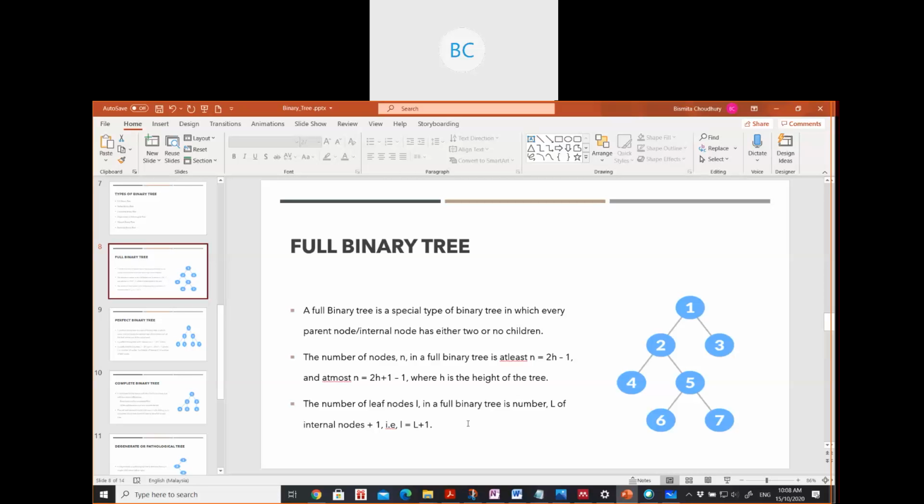What is the height? How do we find out the height of a tree? Okay, what's the height of this tree? What is the height of this tree? Height means you need to count the number of edges, the longest edge.